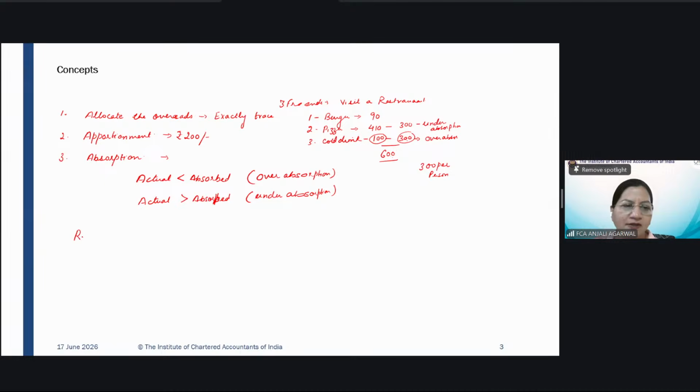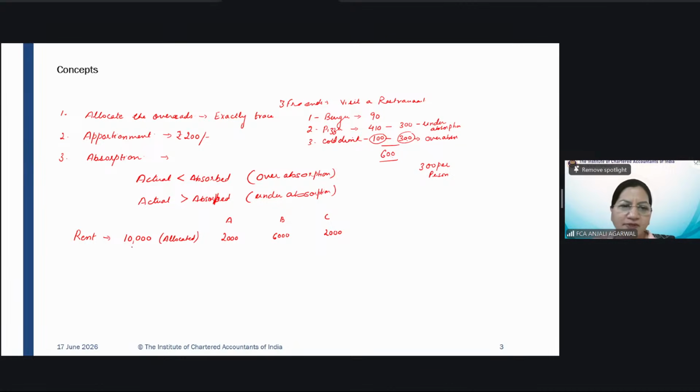For example, the rent. Total rent is, let's say, 10,000, and there are three departments. They have their own separate buildings and they pay their own separate rents. Let's say A pays 2,000, B pays 6,000, and C pays 2,000. So we have allocated the rent. It is exactly traceable.